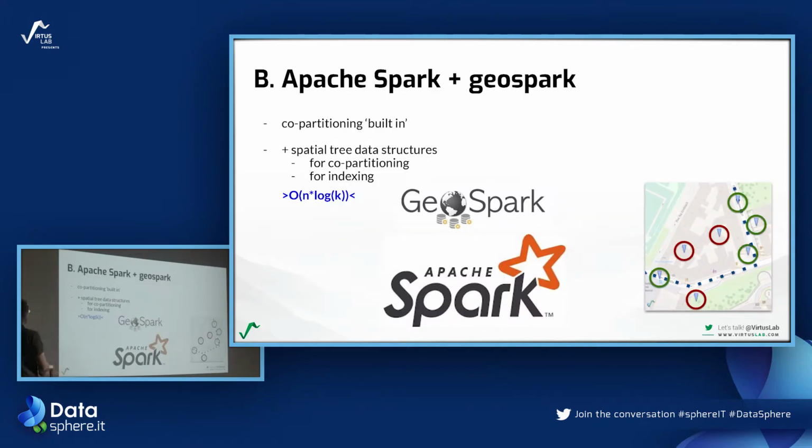Moving on to the second solution, when you use GeoSpark, this co-partitioning is actually built in. This is part of creating a data set in GeoSpark. You just say what sort of indexing or spatial data structure you use underneath, and that's it. It's going to do this for you for free, so this is pretty cool. And once it has this data structure that co-partitions it, it also creates this indexing for you. So you have this log k very easily, as I say. And again, we'll get to the code soon.